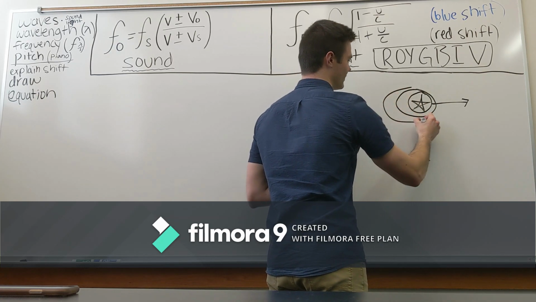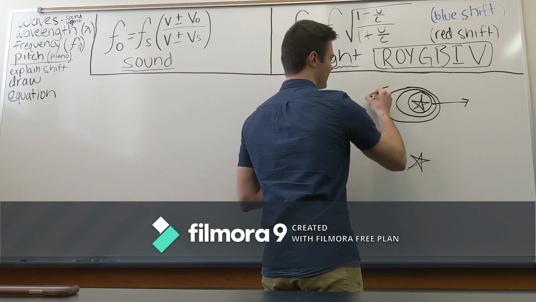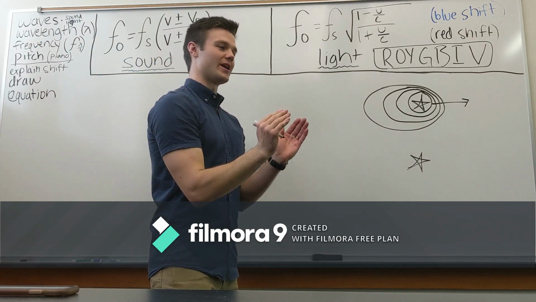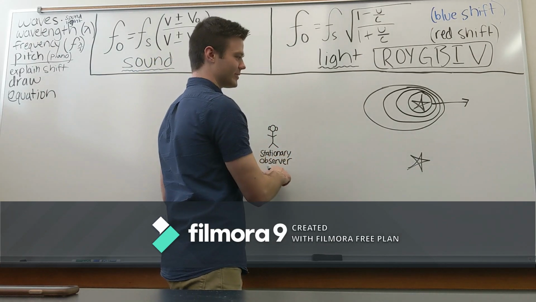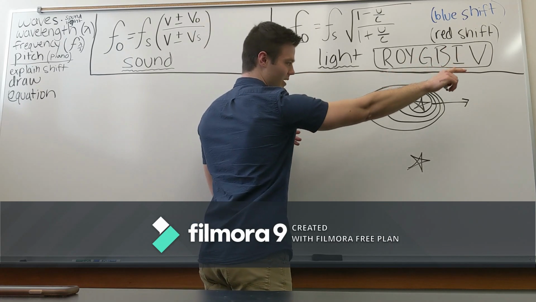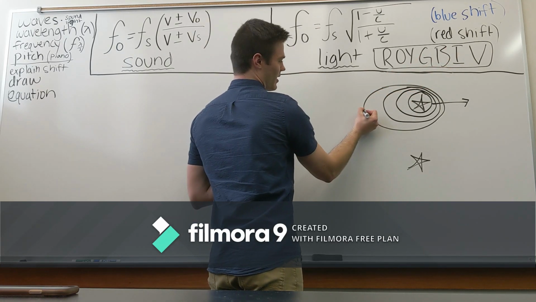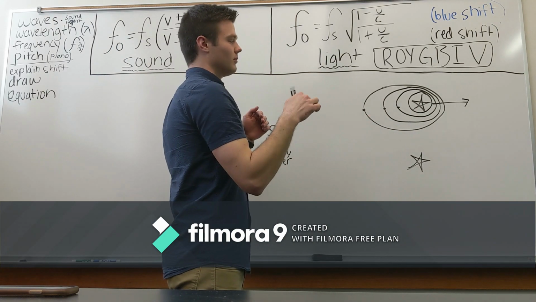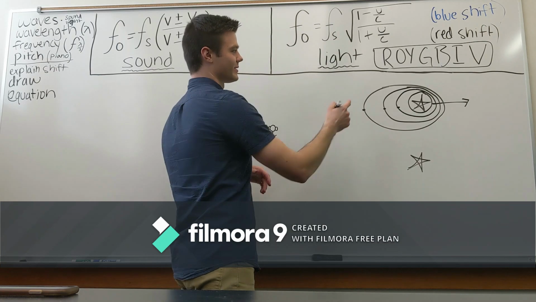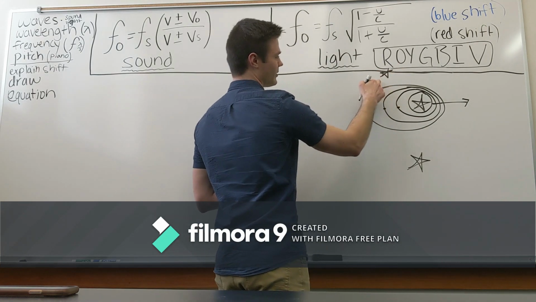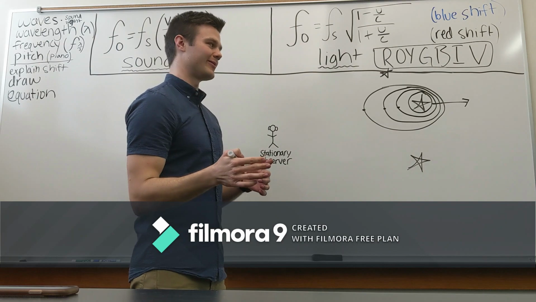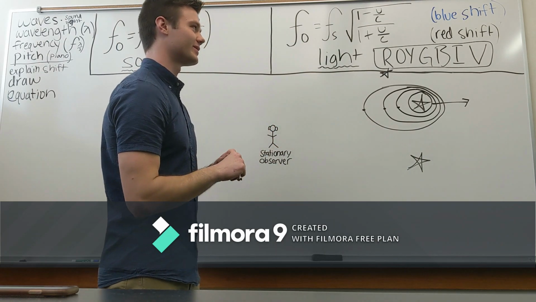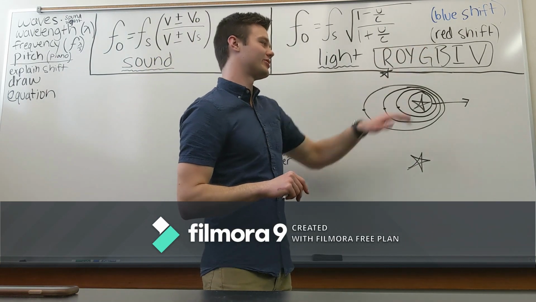The waves at the light source are one way, but to the observer here, because it's moving away, the frequency of the wave is going to appear lower than it actually is, and so it's going to be closer to red. The light is going to appear more red than in reality it is as it comes out of the source. And so that's what we call redshift.